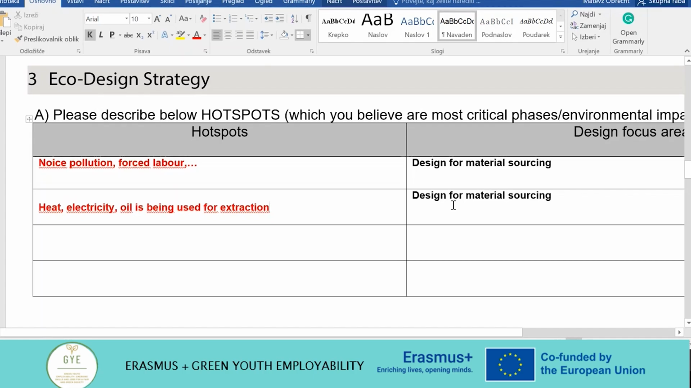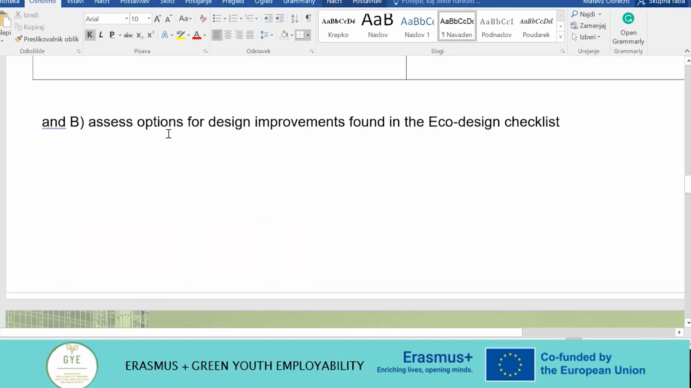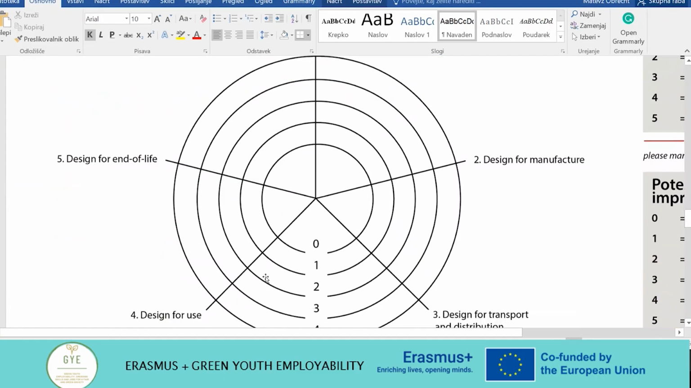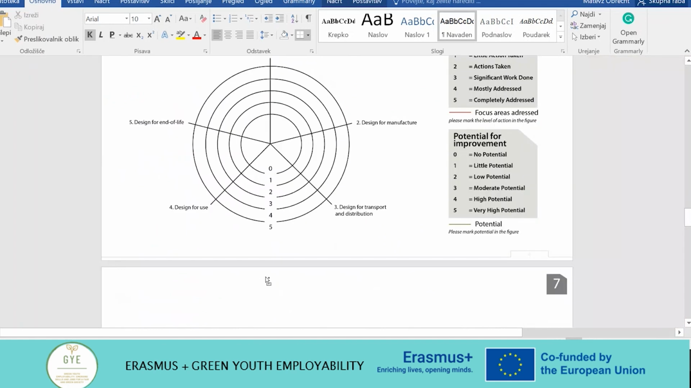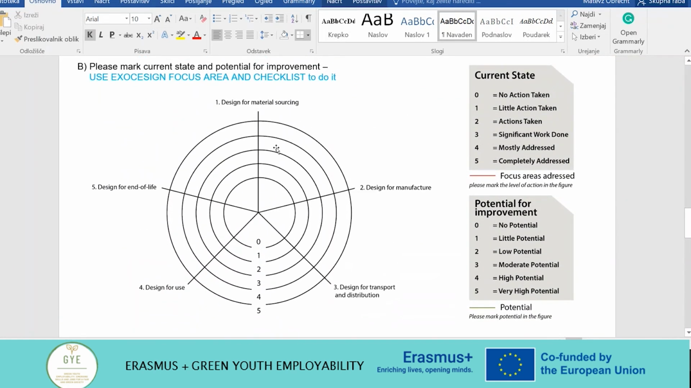Then you will try to do it a little bit differently, a little bit more systematically. So you will assess the potential options by using the eco design checklist. So what you are going to do, you will prepare a spider diagram actually, where you will define the current state and you will define the potential for improvements.